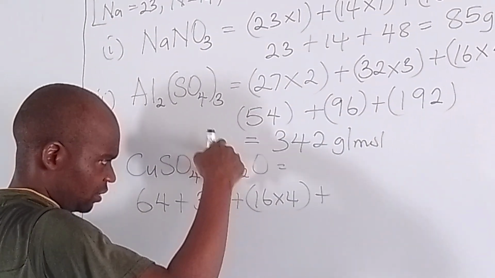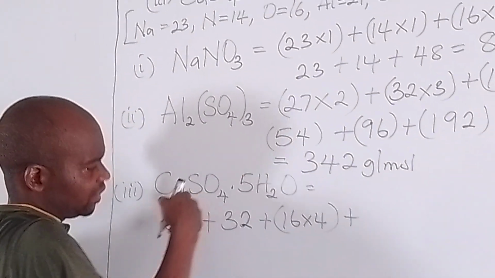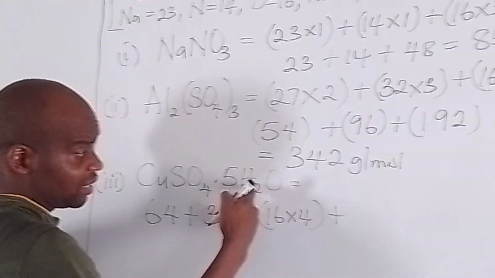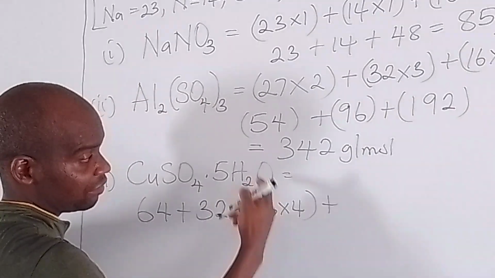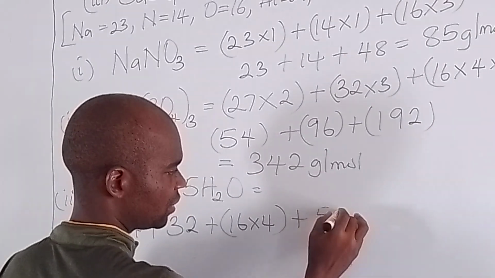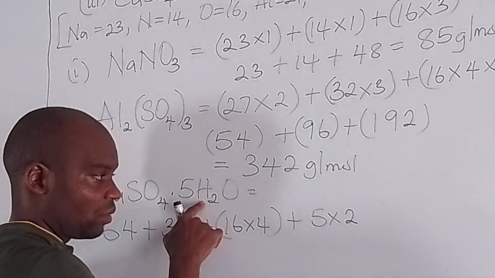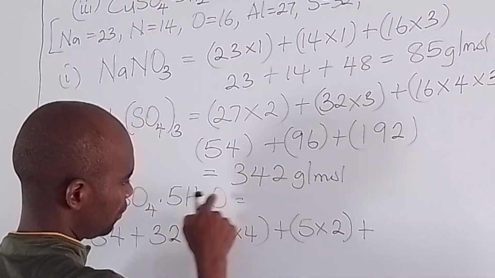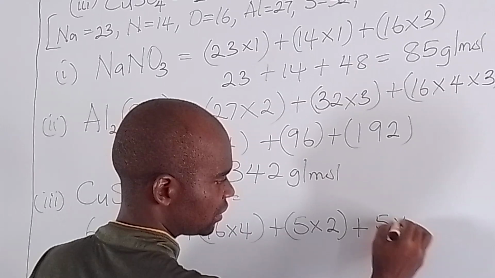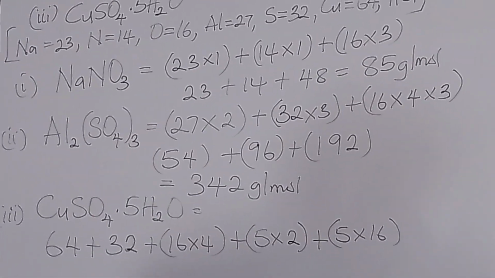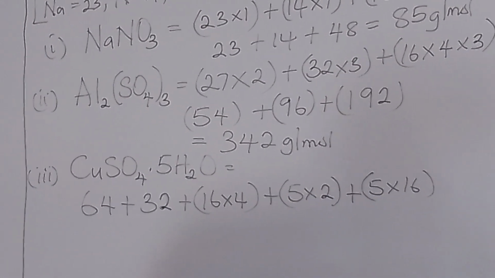Remember, this 5 represents the amount of water of crystallization that comes out with this compound itself. So this 5 affects hydrogen and also affects oxygen. So for water, we'll have 5 times 2. Hydrogen is 1. 1 times 2 is 2. And then for oxygen, that will give us 5 times 16. And we work it out.